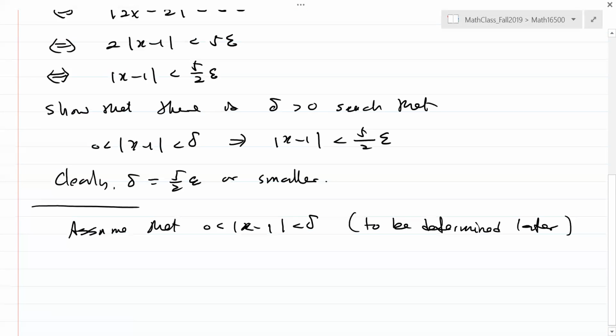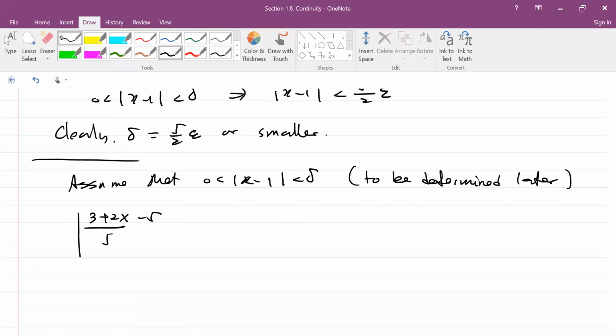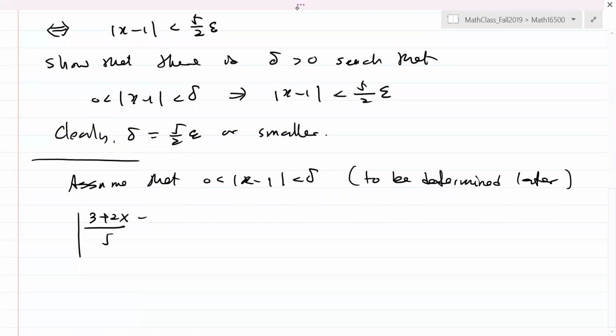So let's do it. Under this assumption, (3 + 2x)/5 minus 1 is what we look at. Now, I cannot say it is less than epsilon because we don't know yet.